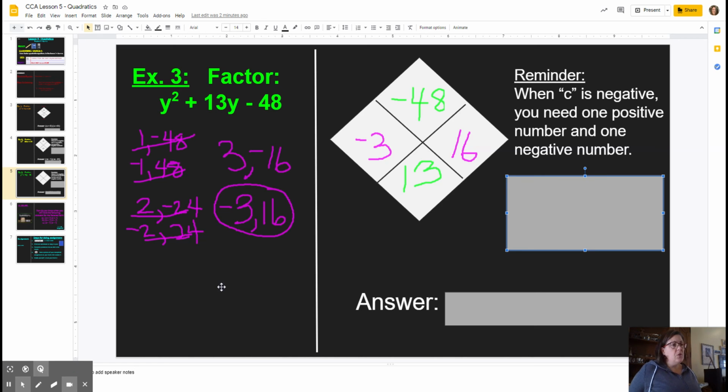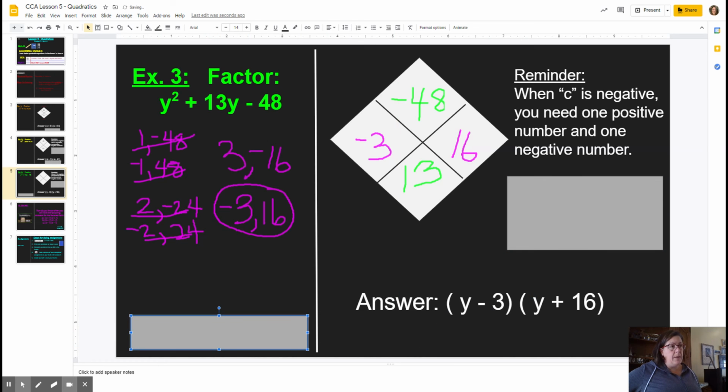So then again, once you have that factor pair, you're going to take those numbers and plug them into the parentheses. So you're just going to do y minus 3 and y plus 16. Again, you could switch them around because the commutative property allows that to happen. It doesn't make it wrong if you do y plus 16 and then y minus 3.